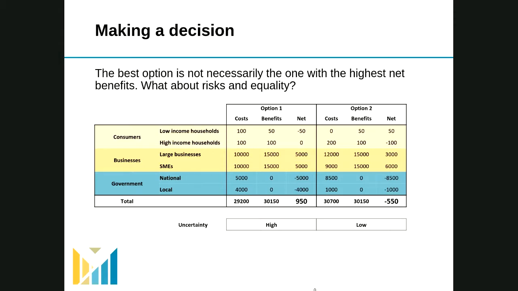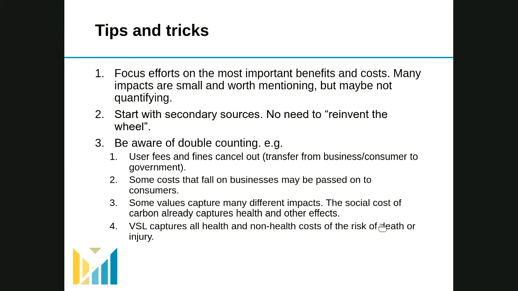So this is my last slide. Just a few tips and tricks. Whenever you are doing a cost-benefit analysis, you should always focus the efforts on the most important benefits and costs. Those are the ones to the people who will be directly affected by the regulation. Often there are many impacts that we could quantify, but they're relatively small and only worth mentioning, and maybe we don't need to actually go through the effort to quantify them.